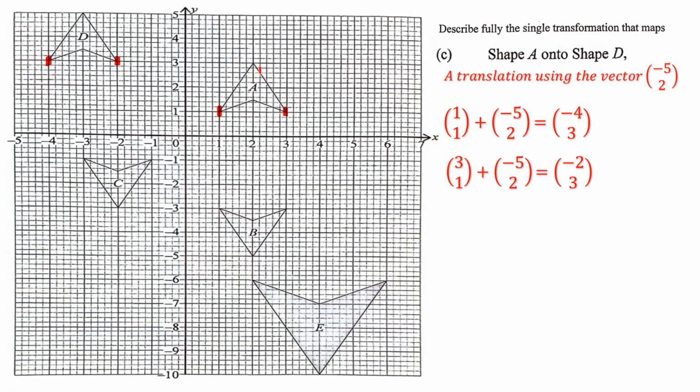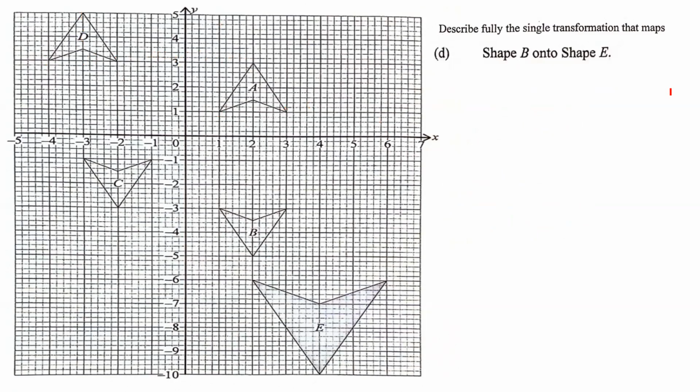Now let's use this last coordinate right there. We have the point (2, 3), and we're going to add it to (-5, 2). If we do that, we have 2 plus -5. What is 2 plus -5? That's going to be -3. And then 3 plus 2 is 5. So we're going to move this over 1, 2, 3, 4, 5, and then up 1, 2. That's going to be exactly the coordinates (-3, 5). And so this is definitely a translation using the vector (-5, 2). Okay, let's move on to the next question.